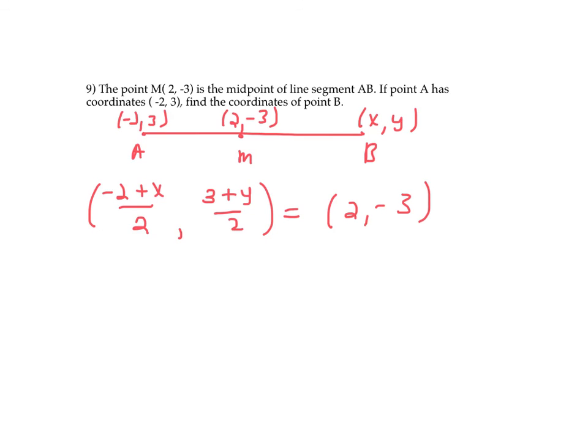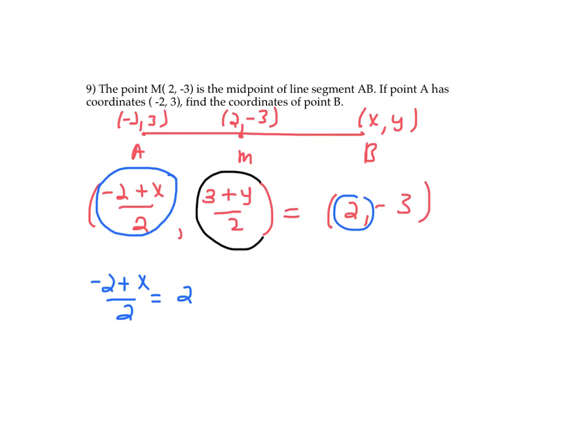So that means that this right here would be equal to positive 2. So set those equal to each other. Negative 2 plus x over 2 equals 2. And this would be equal to the y-coordinate of the midpoint. 3 plus y over 2 equals negative 3.